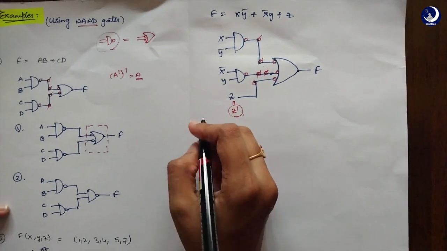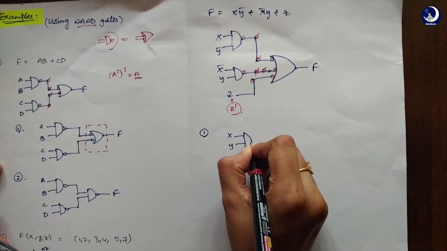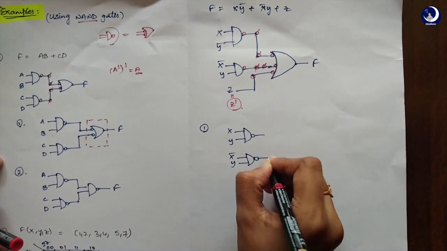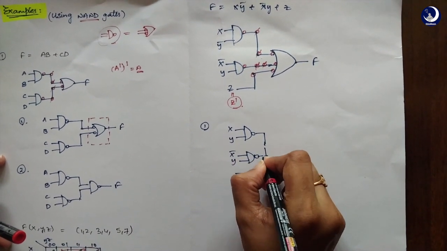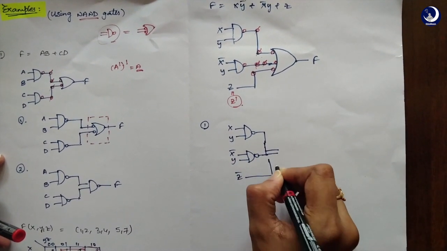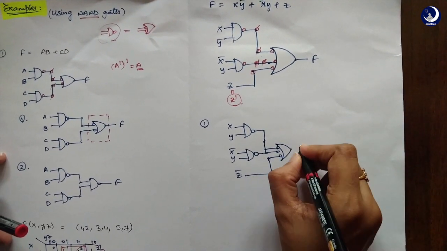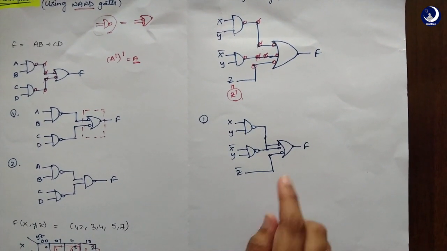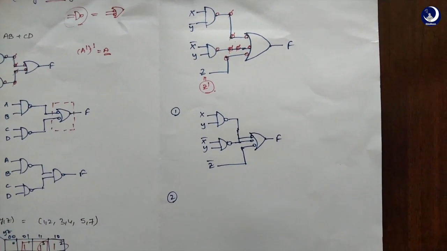So how does your diagram now look like? One case is that it is something like this one, x bar y. See, there is a NAND gate. Here is also a NAND gate. This is Z bar now, and all of them are connected to an OR gate.